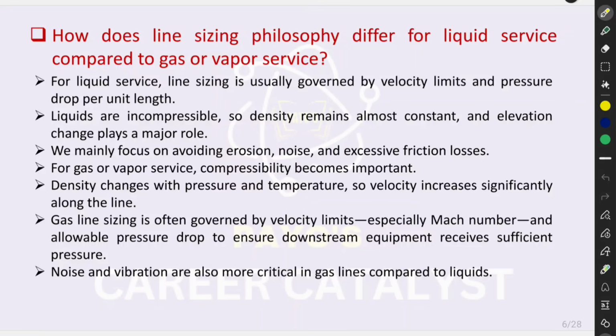For gas or vapor service, compressibility becomes important. Density changes with pressure and temperature, so velocity increases significantly along the line. Gas line sizing is often governed by velocity limits, especially Mach number, and allowable pressure drop to ensure downstream equipment receives sufficient pressure. Noise and vibration are also more critical in gas lines compared to liquids.